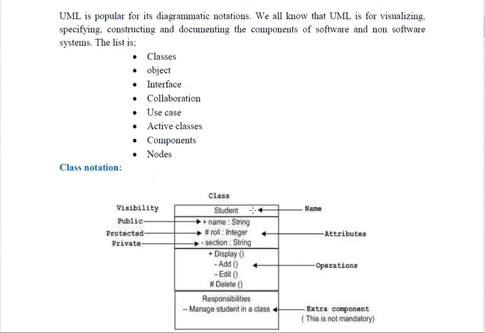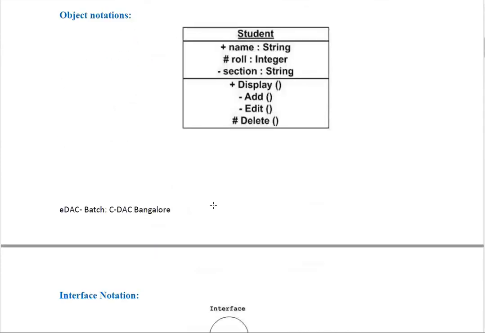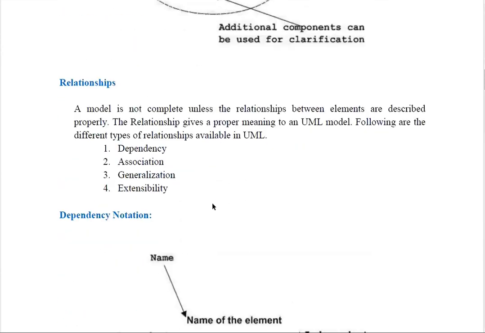Then comes relationship. We are seeing one by one like this. With that over, now we are seeing that a model is not complete unless the relationships between the elements are described properly. The relationship gives a proper meaning to a UML model. Following are the different types of relationship available in Unified Modeling Language: dependency, association, generalization, and extensibility.